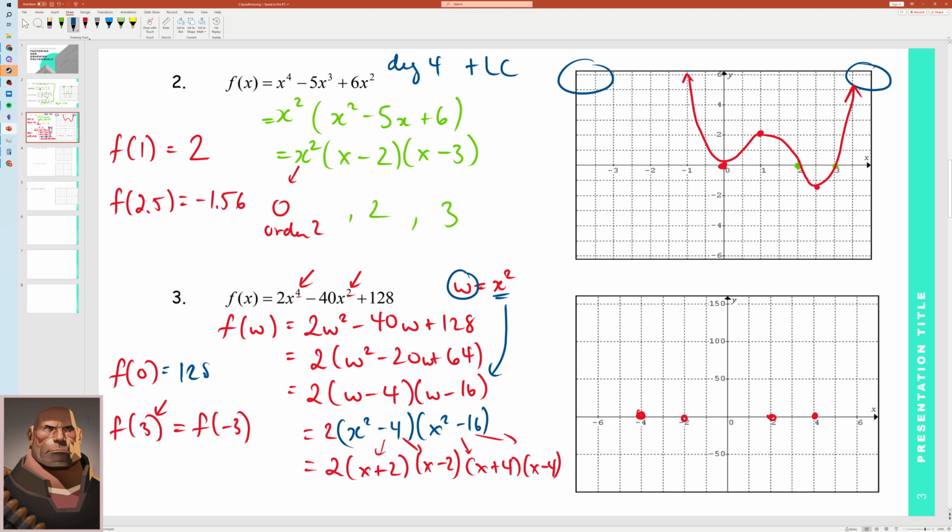This one here is just 128 when you sub in 0. F of 3 is equal to, I have no clue, so let me just consult the calculator here. Here we go. Okay, so 2 times 3 to the power of 4 is 81. Plus, no, take away 40 times 3 squared, which is 9. And then add 128, giving us negative 70. All right, so negative 70 on the 3's, and 0 being, yeah, okay, cool.